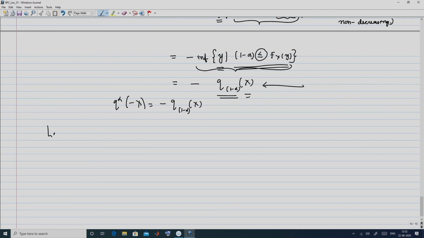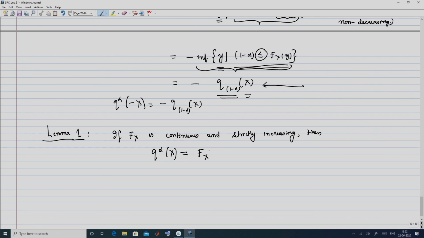So, we conclude with a couple of lemmas. The first lemma, let me call this lemma 1 for today, says that if your F_X is continuous and strictly increasing, then the upper quantile of this X is simply going to be F_X inverse, the inverse of the CDF, of alpha.